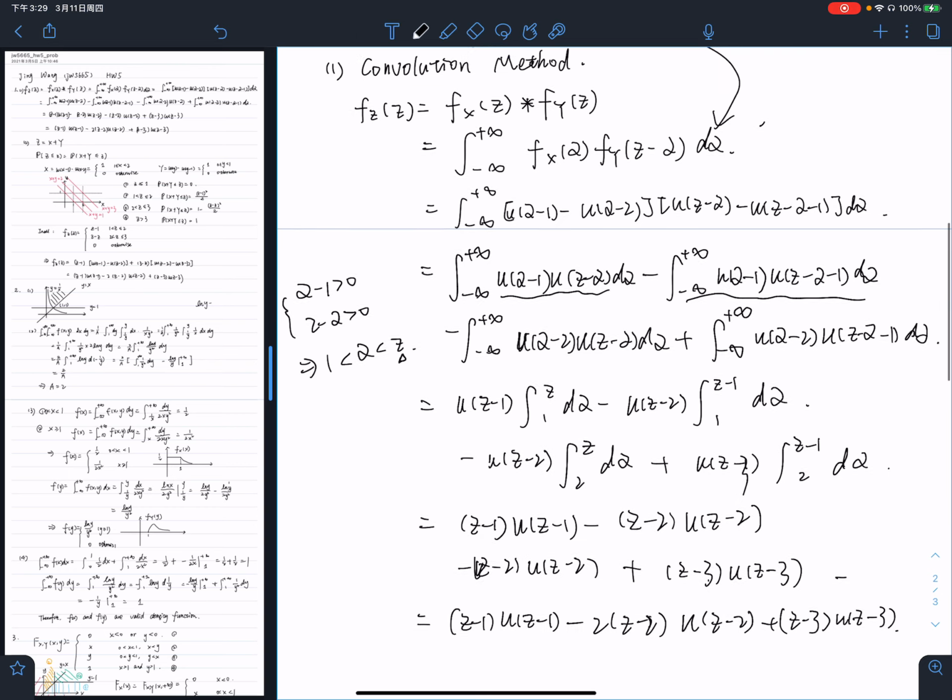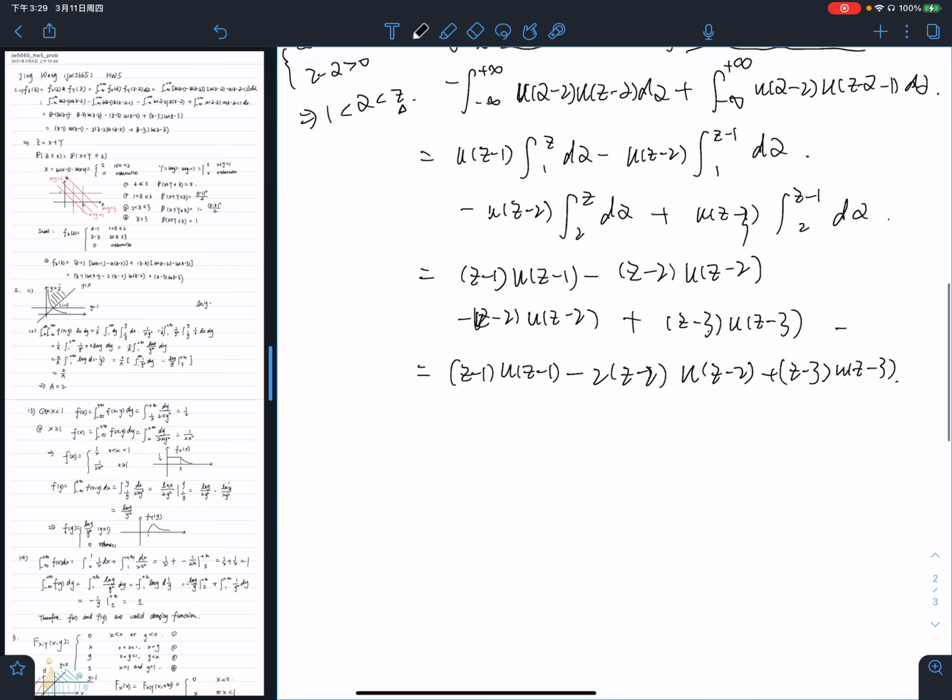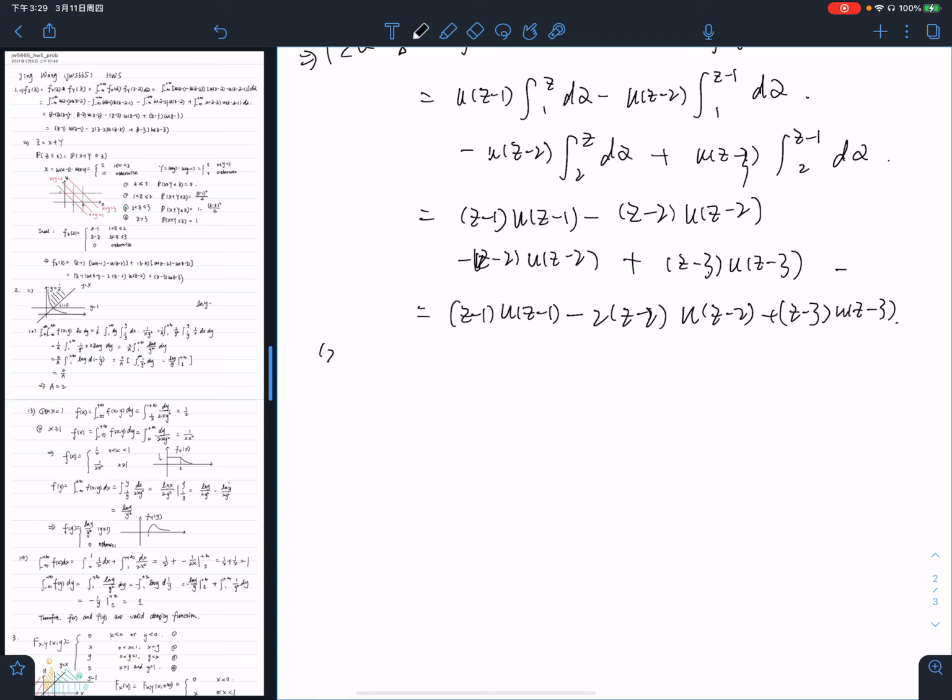First, we solved this problem with the convolution method. Secondly, we want to solve it using the geometric method. We know that P(Z is smaller than z) is equal to P(X plus Y is smaller than z).